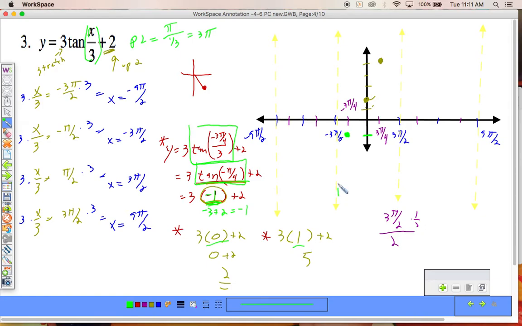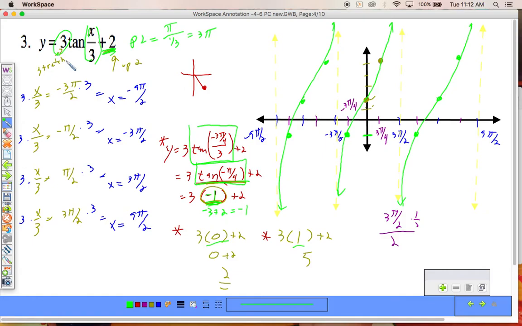So this is my graph, and I'm going to copy it 2 other places. All right. For this one, because of my vertical movement, instead of being at 0, it's at 2. And the distance in between my points is 3 instead of the 1 that has been. So that's 3 tangent of x over 3, add 2.